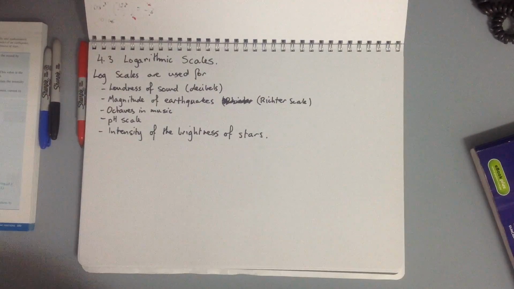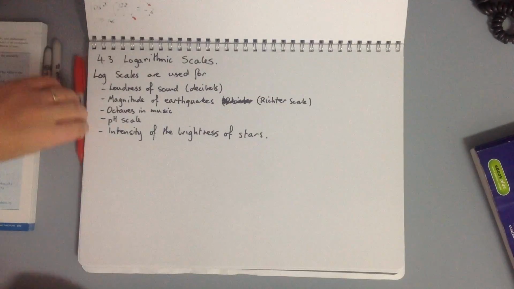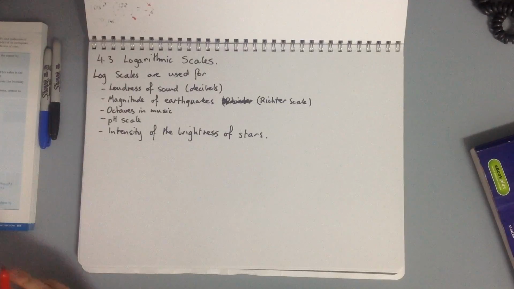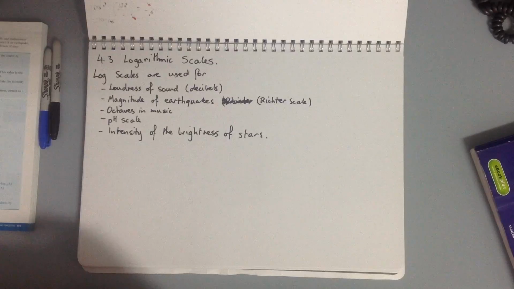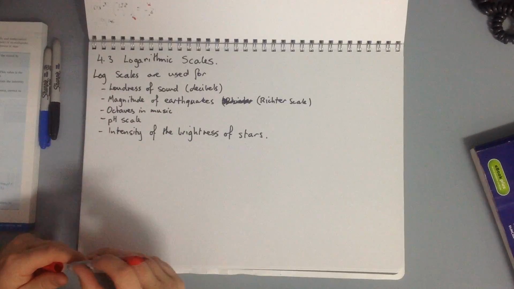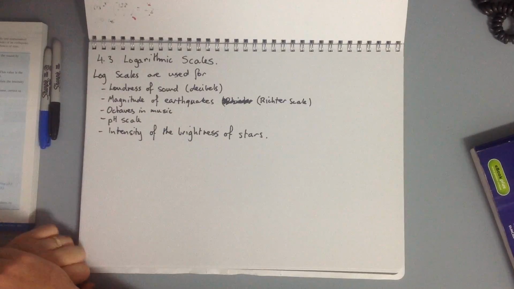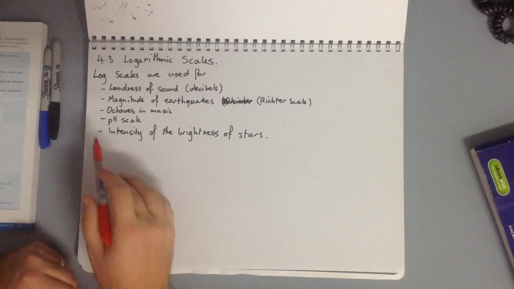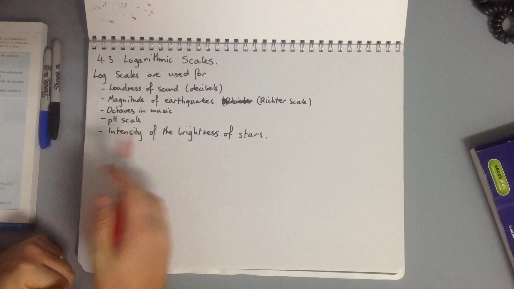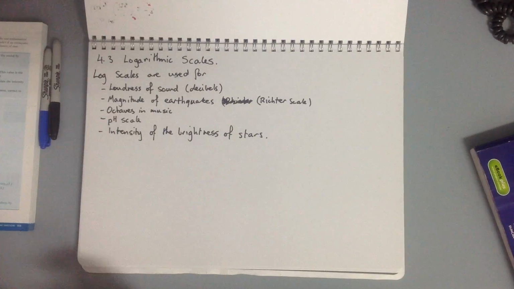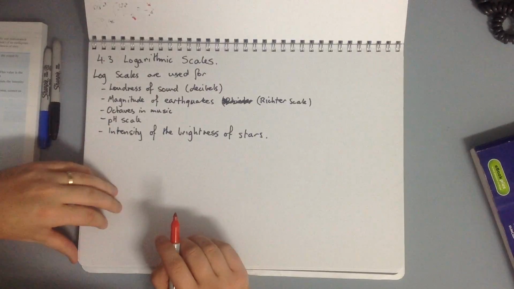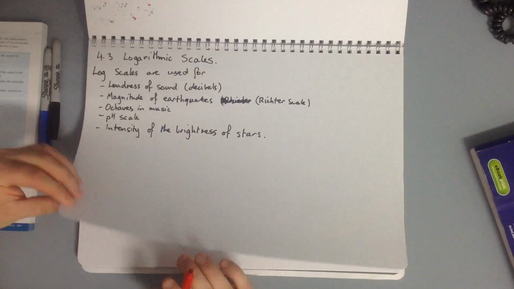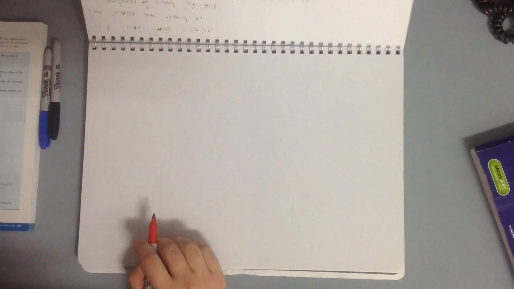In this tutorial we're going to be looking at log scales. Now log scales are used in a lot of our scientific uses and situations. There are things like the loudness of sound, which we measure in decibels, or the magnitude of earthquakes, which is measured by the Richter scale, or octaves in music, the pH scale, or the intensity of the brightness of stars. They all use log scales. So basically this section is very much going to be on applications.